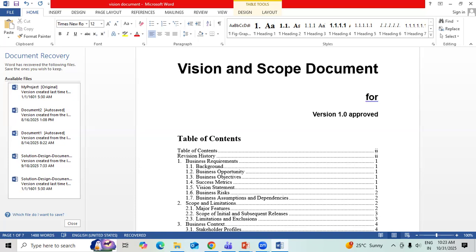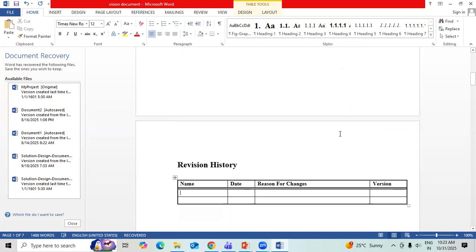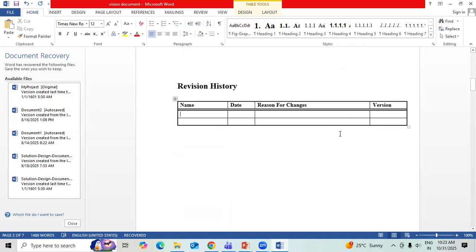So this is a vision and scope document that I have taken. One example I have taken is a project requirement called the cafeteria ordering system. Cafeteria ordering system means employees can order any breakfast, lunch, or something similar, so that they can receive the order accordingly. So that is called the cafeteria ordering system, an example of the project that I am taking.